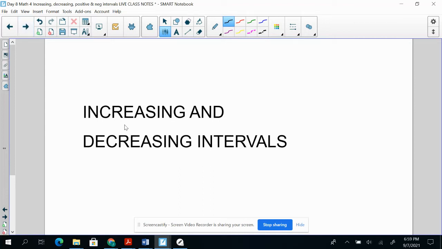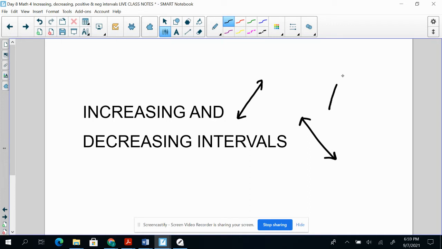Increasing and decreasing intervals. So this is going to go back to your 8th grade in Math 1 skills, where you know that a linear function is increasing and or decreasing. So a positive line is increasing and a negative line is decreasing. So increasing, if I'm reading from left to right, it's going to be going up like a positive line, and decreasing like a negative line.